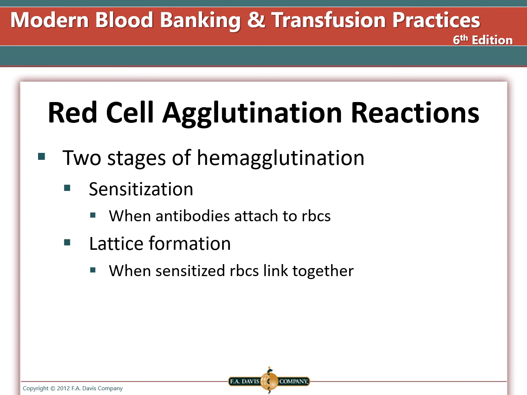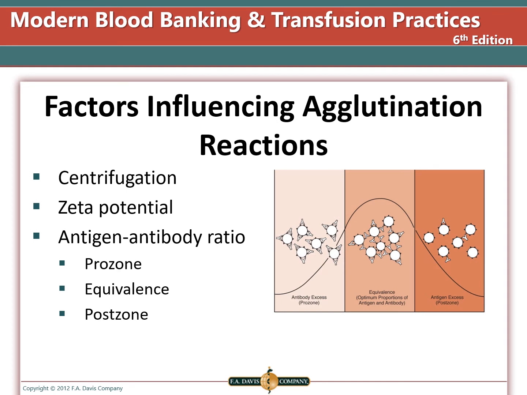The tube test uses hemagglutination and is the gold standard for blood bank testing. It has two phases: sensitization, when the antibodies attach to the red blood cells, and lattice formation, when the sensitized red blood cells link together to form a clump. Centrifugation is an effective way to enhance the agglutination reaction because it brings reactants closer together. The zeta potential is the natural repulsive effect that prevents red blood cells from getting close to each other.